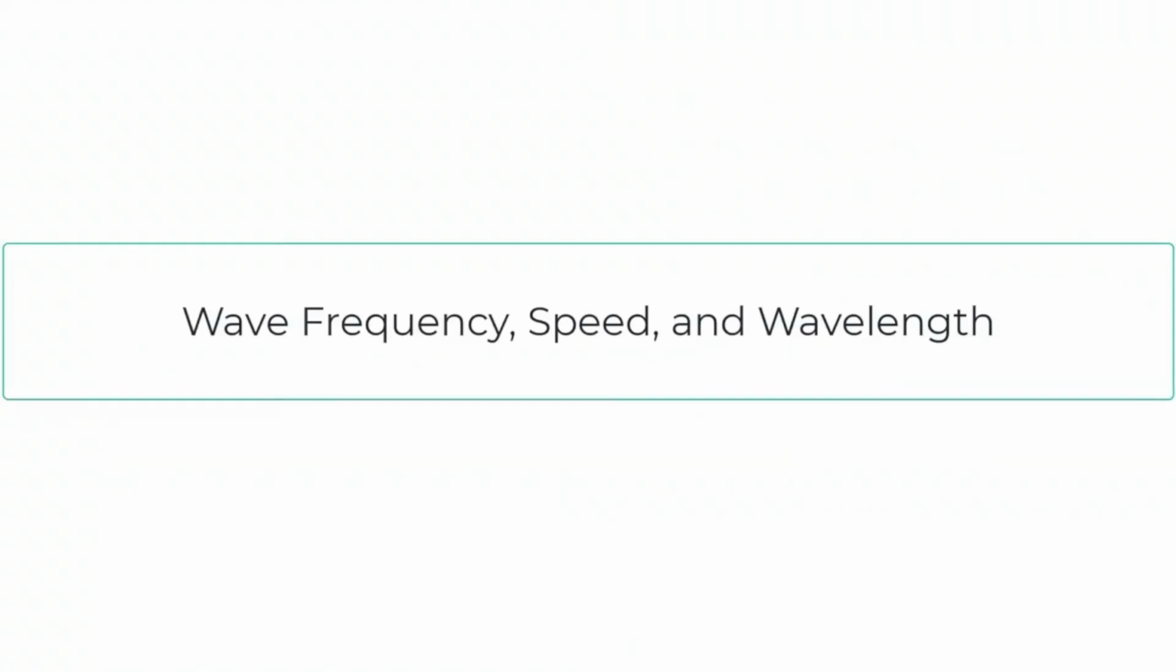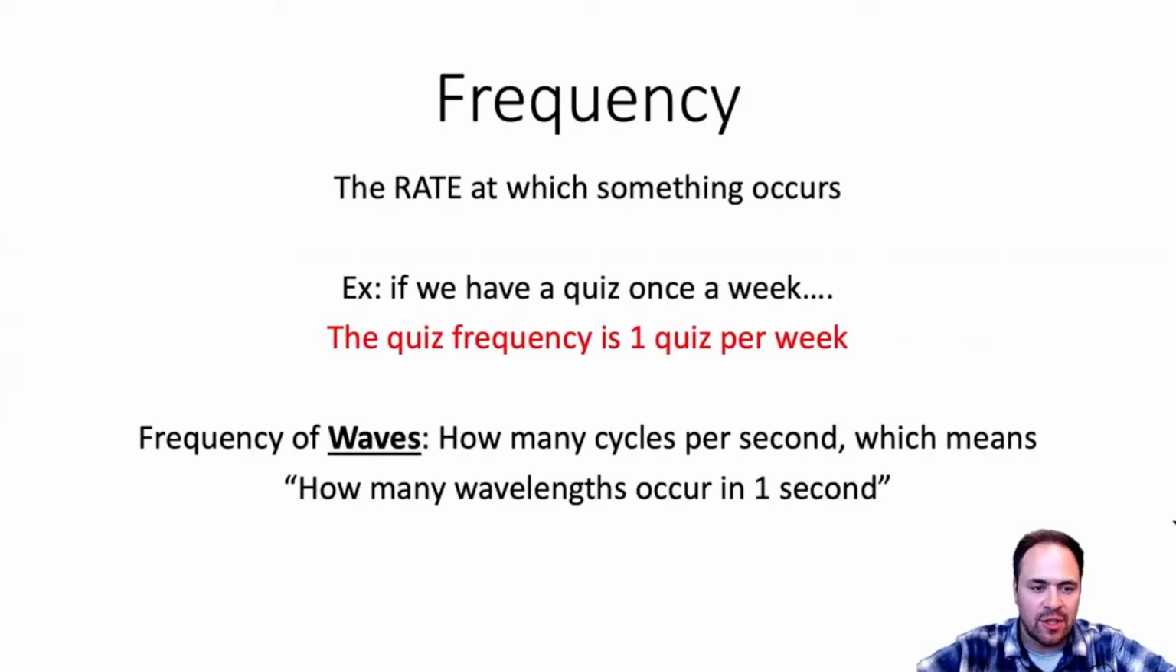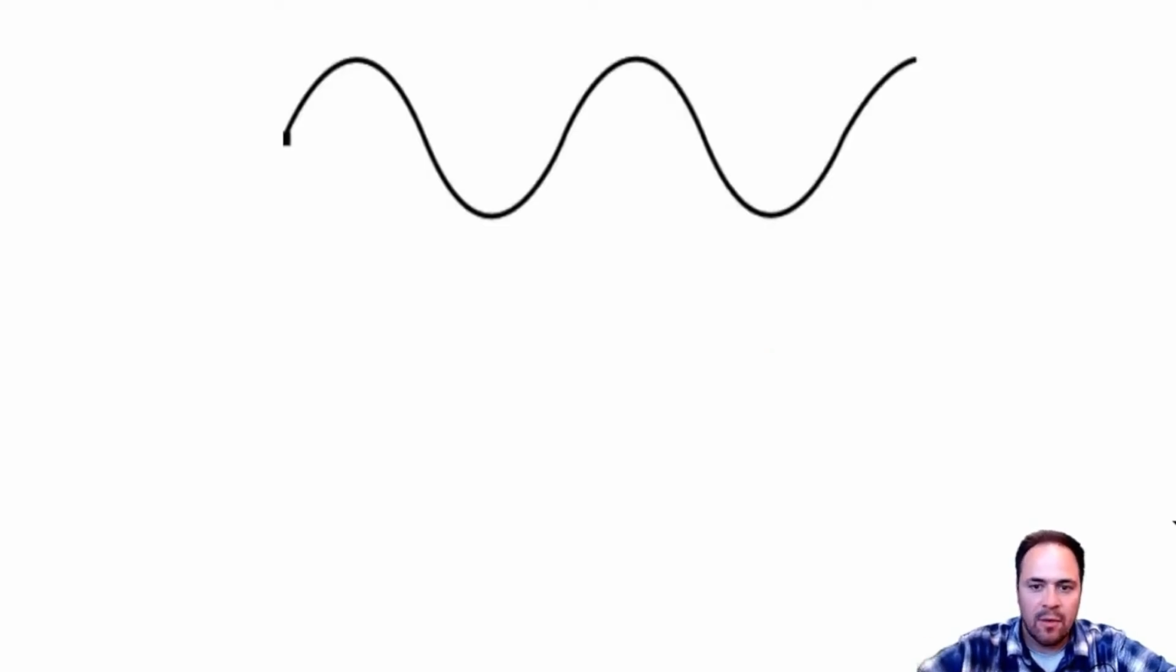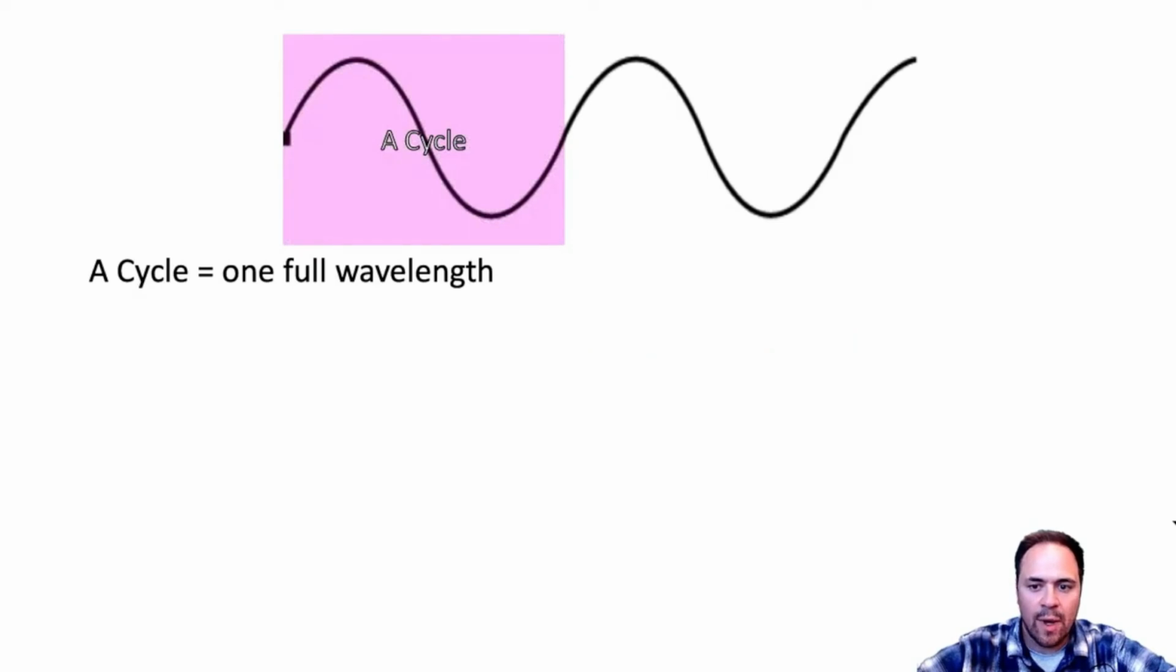Hey everybody, today we're going to talk about wave frequency, speed, and wavelength. Let's start with frequency. So frequency is the rate at which something occurs. So if we had a quiz every week, we could say our quiz frequency is 1 quiz per week. When we're talking waves, we talk about cycles per second or waves per second, which means how many wavelengths occur every second. Now a cycle is equal to 1 full wavelength.